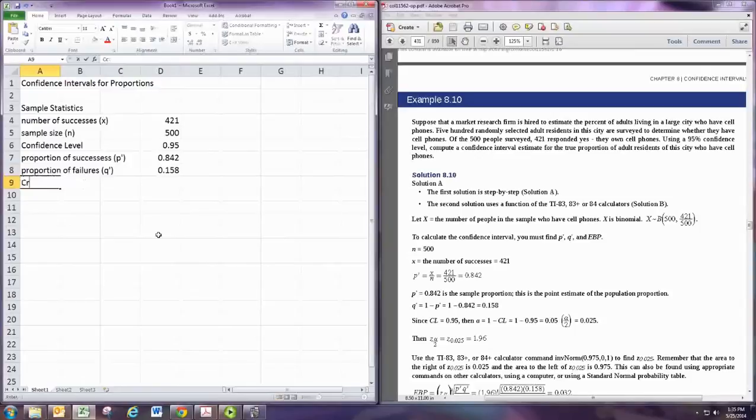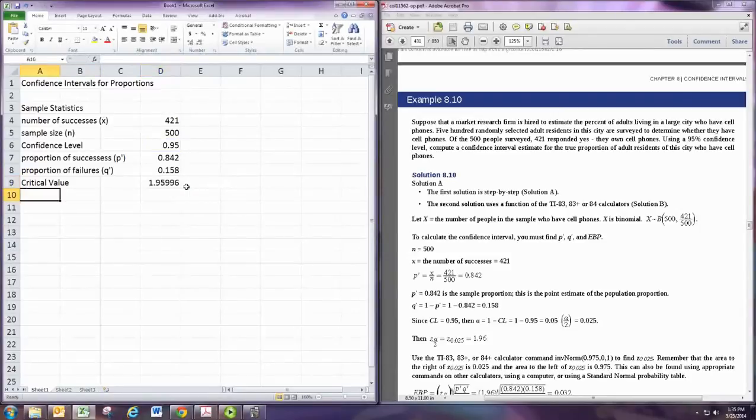And we need to get our critical value. And we saw how to do this last time. And we're using the normal distribution, so the critical value is norm inverse. And we will do 1 minus the confidence level that gives us the area of the two tails, and then divide by 2 to get the area of one tail. 0 and 1. And let's put a negative to get the positive version of that critical value.